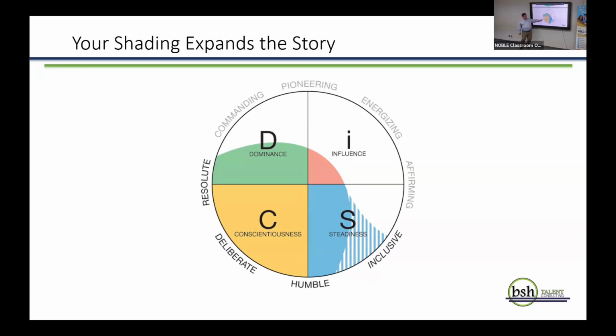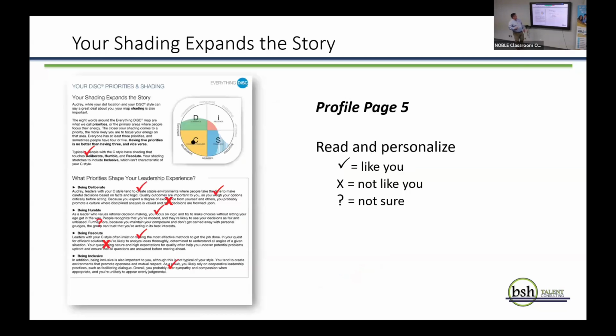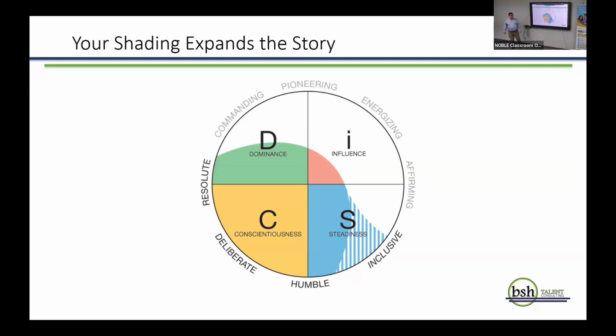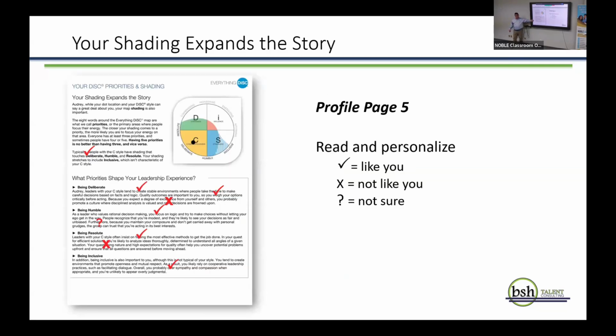So if you think about this particular report, you can see their focus areas are being resolute, being deliberate, being humble, and being inclusive. This should be page 5. It says shading and priorities on the top. Yes, so the page looks like this one. Yeah, I just wanted to blow it up to make it more clear. So yeah, that's page 5.